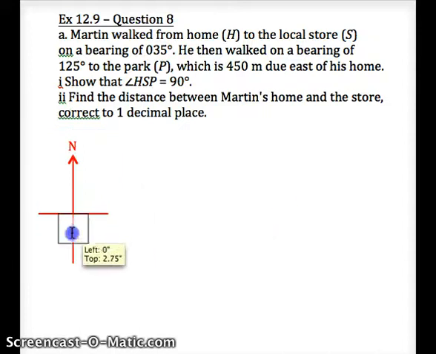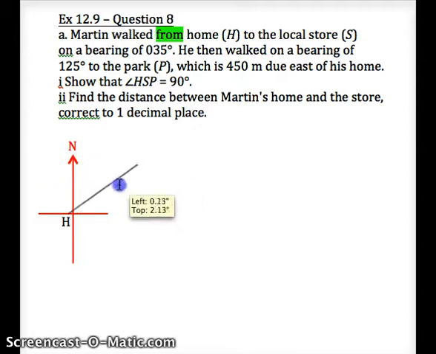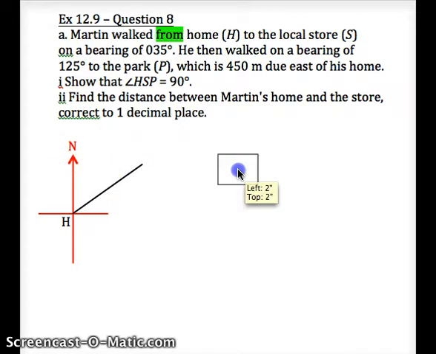He walked from home, so he started from H, so that's why we put a north sign at H, because that's where he started from. So he started from H, and he walked to the local store S on a bearing of 35. Now, bearings are measured from north clockwise, so roughly going clockwise from north, 35 degrees will be up there somewhere. Now, it doesn't have to be exact, all right? So I'll just say that that's probably a little bit bigger than 35 degrees, but I won't worry about it.